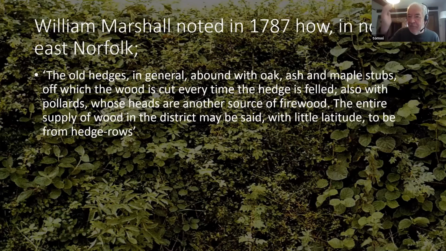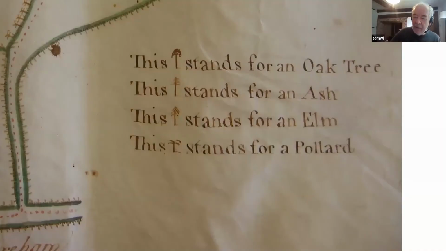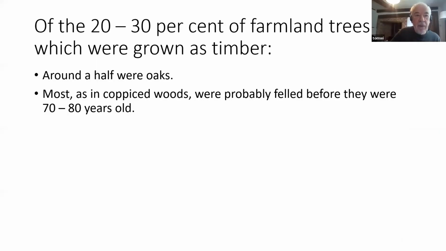Now, of the timber trees, 30% of trees in hedges were timber. Most were oak, around half were oak, and the rest were ash and elm. Most of those, as in coppiced woods, were probably felled at 70 to 80 years old, though it must be said that's partly an estimate based on recorded volumes. But that's probably right. They're relatively young trees.